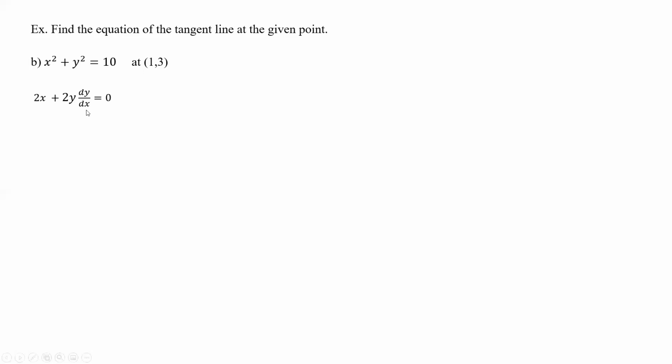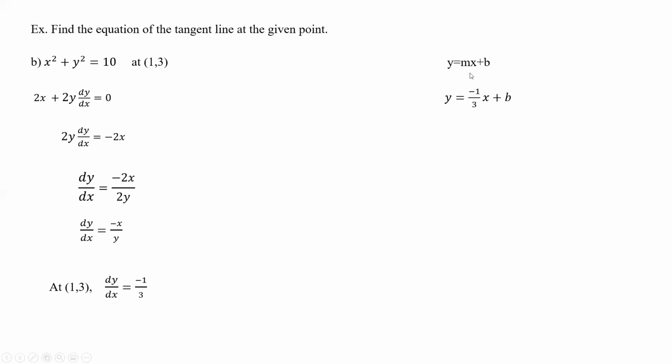We're going to get dy dx by itself, so we'll keep this term on one side and put the 2x on the other. Divide by 2y. Reduce your expression. We've got minus x over y, and we'll put in 1 for x and 3 for y. So we have the slope of our tangent line. So we're looking for y equals mx plus b, and we'll put the slope in immediately. B is the only thing we don't know, but we do know x and we do know y.